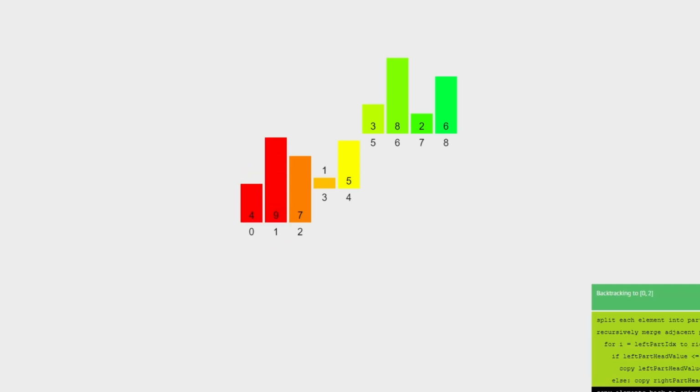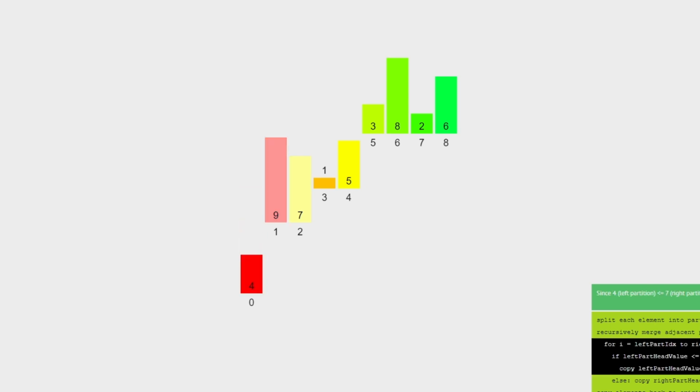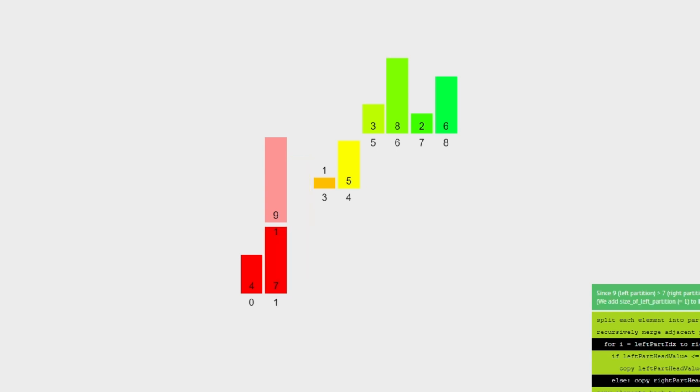Then we merge the two lists 4, 9 and 7. So we compare 4 and 7. 4 is smaller, so we can insert 4. Then we compare 7 and 9. 7 is smaller, so we can insert 7 and then 9.